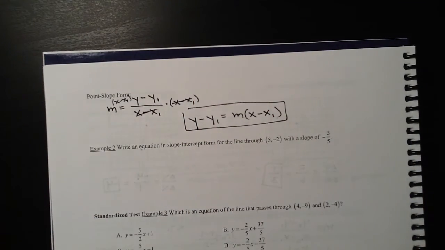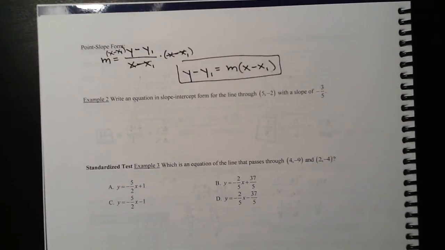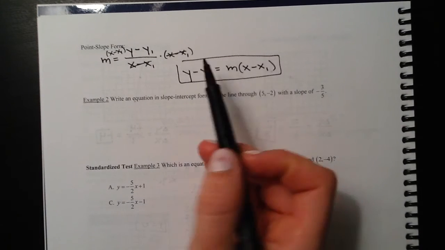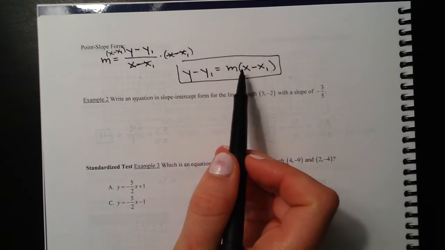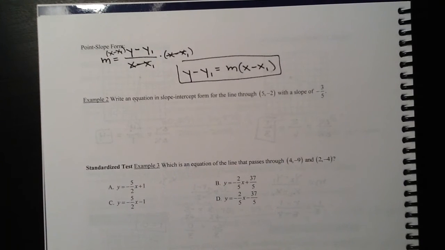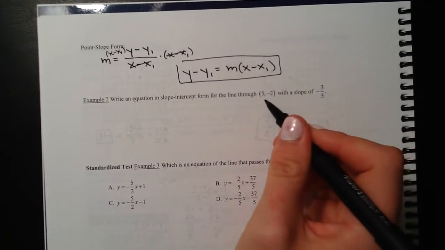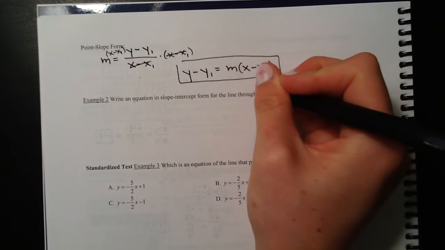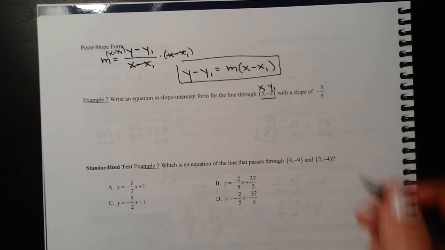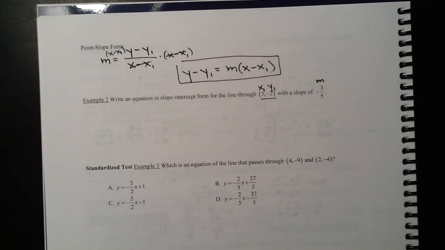Point slope form is really, really useful if you don't know what the y-intercept is, but if you have two different points. Okay, so you've got two different coordinates, and then m, of course, is the slope, just like it always is. And y and x will just stay y and x. I'll show you exactly what I mean with this one. So say you've got a point, and so that's going to be your x1, y1 in the formula, and then they give you your slope, which is m.